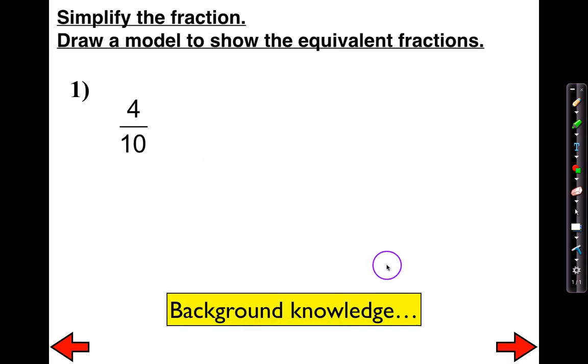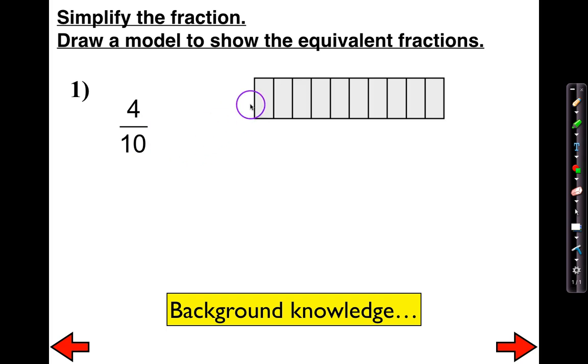Okay, so now we've also practiced in the past drawing models to show equivalent fractions. So let's remind ourselves how we've done that. Here it says 4/10. So what you do is hopefully have a block that's separated into 10 equal parts. And because it's 4/10, you are going to shade 4 of them. 1, 2, 3, 4. Now what is this equivalent to?